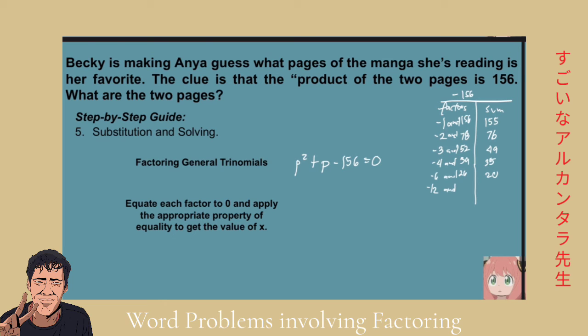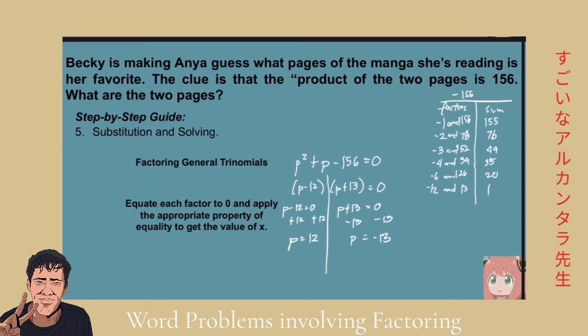And if you divide negative 156 by negative 12, the answer is 13. Oh, negative 12 and 13 is equal to 1. And that's what we're looking for. So therefore, the factors should be p minus 12 and p plus 13, and it should be equal to 0. So equate it. We'll get p minus 12 is equal to 0 and p plus 13 is equal to 0. Add 12 to both sides to isolate the p. You'll get p is equal to 12. Subtract 13 to both sides so that you will get p is equal to negative 13.